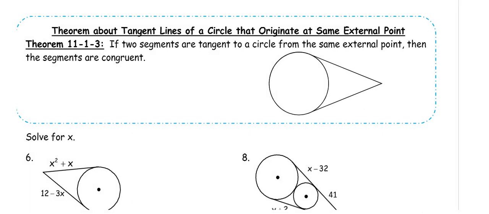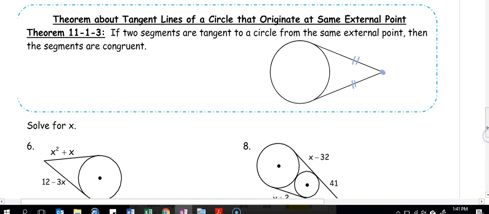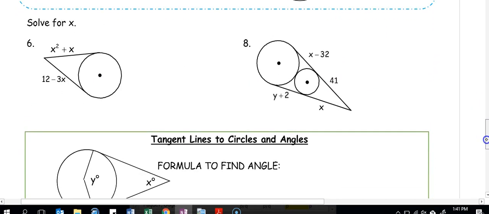If there are two segments that are tangent to the circle from the same exterior point, they're going to be congruent. So it kind of looks like a sideways ice cream cone where these lines would then be congruent with each other. So in number 6, we have two tangent lines. So we have x squared plus x is equal to 12 minus 3x.